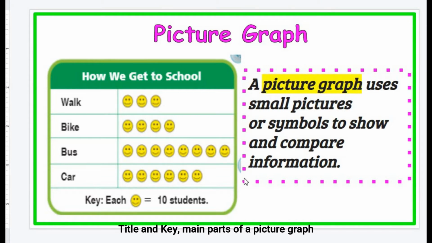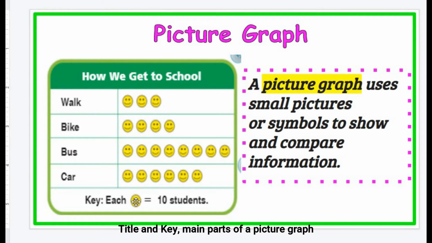Picture graph. A picture graph uses small pictures or symbols to show and compare information. Here is an example of a picture graph. This picture graph has a title, which is How We Get to School. This is the way students get to school: walk, bike, bus, car. Then we have the key. The key tells us what the symbols stand for.